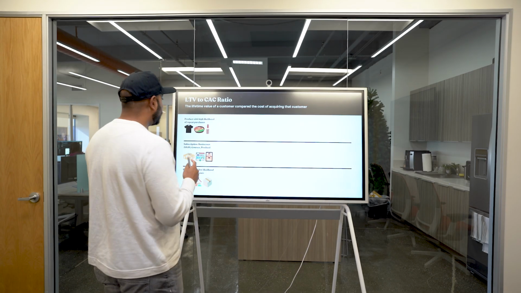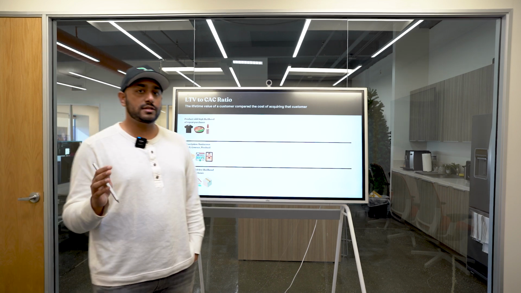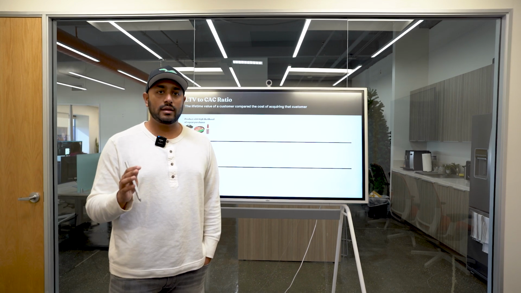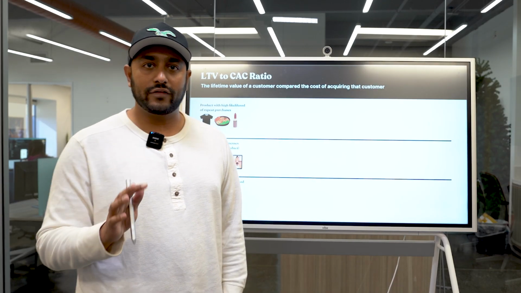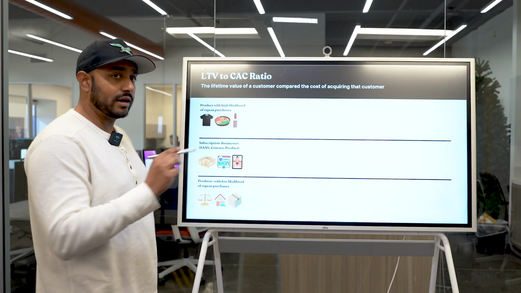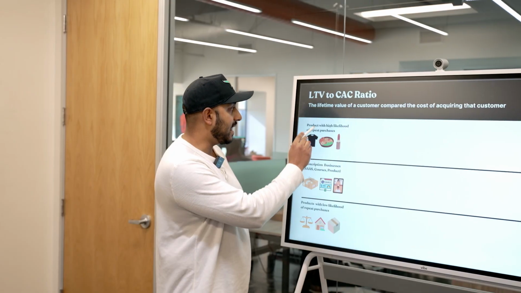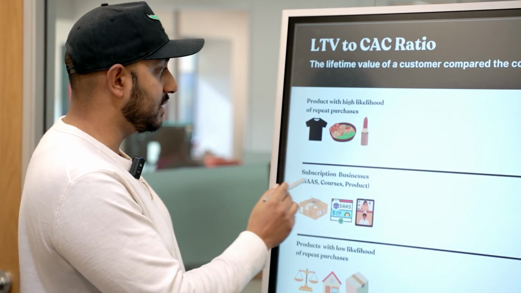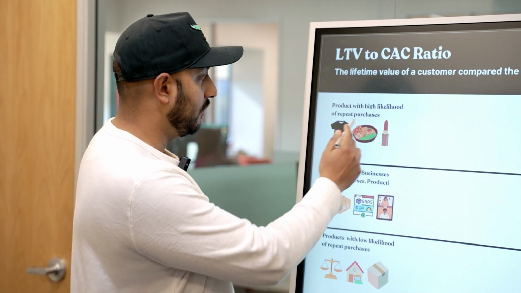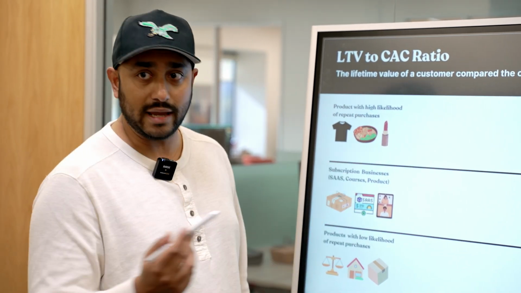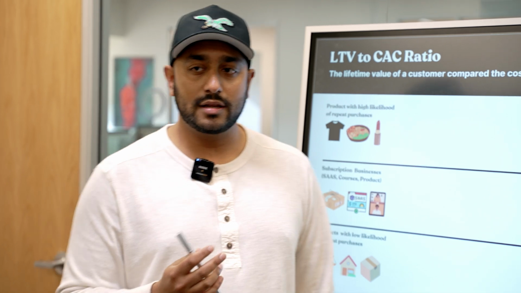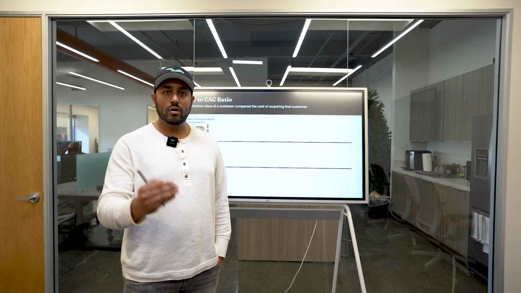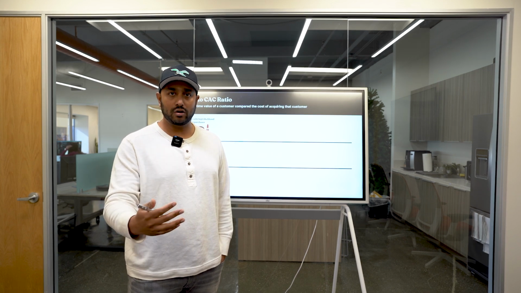So when you look at the different types of companies that are out there, generally, you're going to fall into one of three buckets. You either sell a product or service that has a high likelihood of repeat purchases. I'll put some examples here: apparel, food, makeup, etc. These are things that when you sell someone one of them, there's a very, very strong likelihood they're going to purchase more and more and more, especially if they like your product.